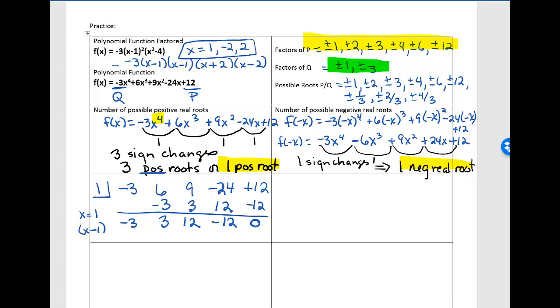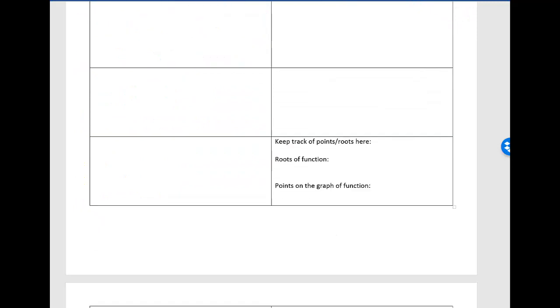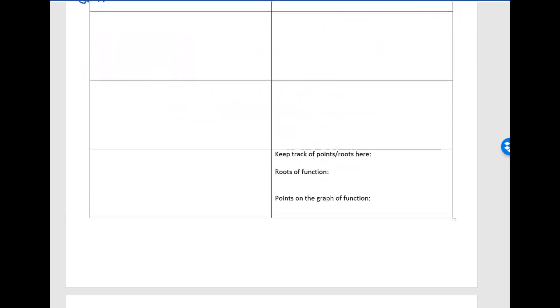1 is a factor. So if I come down here at the bottom where we're keeping track, we have that x equals 1 is a root, and that means, I'm sorry, that I want to do factors as well. So that x minus 1 is a factor. So these are my factors.